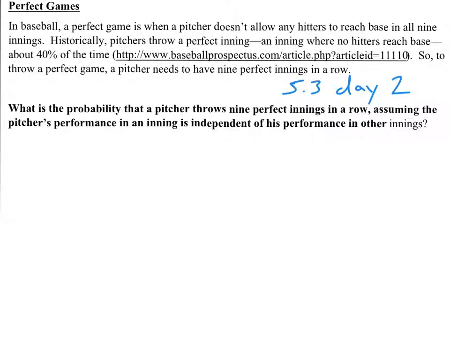So it says on our first example here that the probability that a pitcher in a baseball game throws a perfect inning is 40%, which means they are pitching to the first batter and they get them out, and then they pitch to the second batter and they get them out, and then they pitch to the third batter and they get them out. Okay? They only faced 3 batters, they got all 3 of them out.